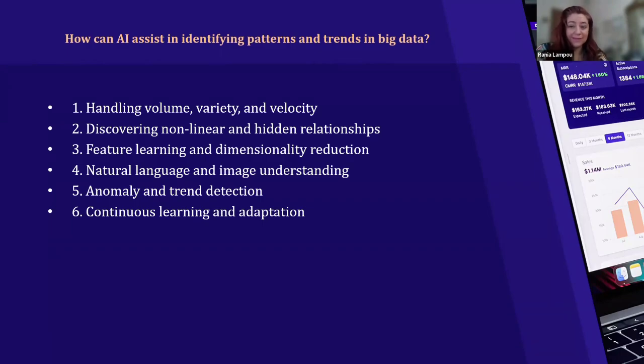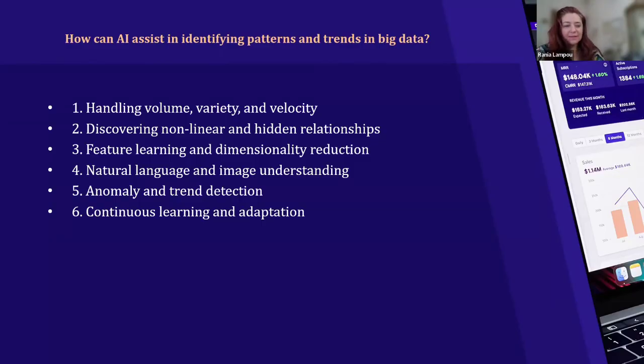AI models can now detect non-linear patterns using neural networks or decision trees. They can reveal complex interactions between variables that are too subtle or multidimensional for human analysis or simple models. AI techniques like autoencoders and PCA reduce thousands of variables into key dimensions. Deep learning automatically extracts relevant features from raw data. For example, identifying patterns in medical images or customer behavior.